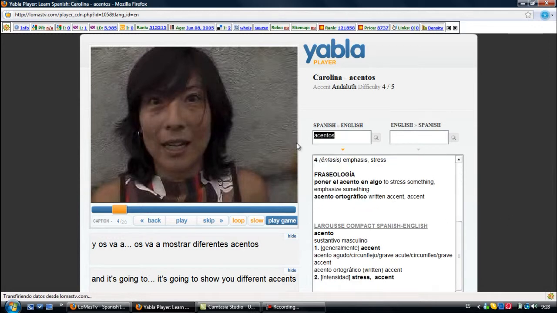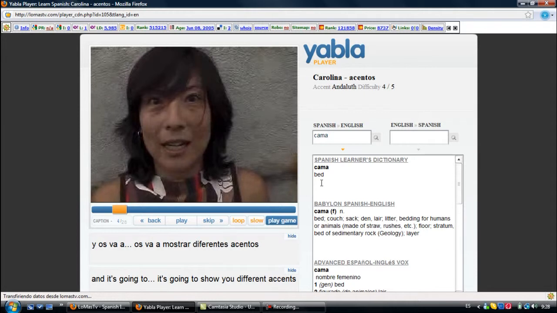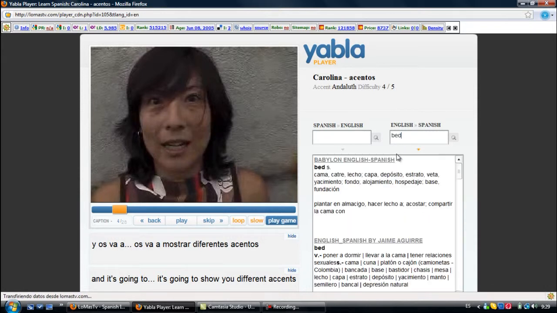And also you can just type in a word here too as well. For example, if we want to type in cama, for example, cama means bed, and then it can give, and this is much more right here, bed, couch, satin, layer, litter. So it's got a lot of different meanings. Any word you can put in here, or if we want to go from English to Spanish, let's say bed, and same thing. So we went from English to Spanish or from Spanish to English.